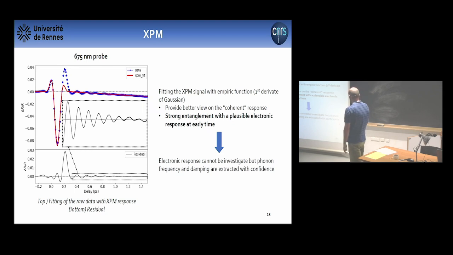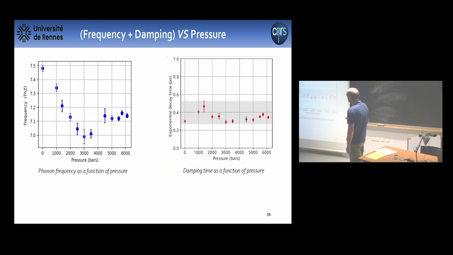So now the key drawing, let's say, or the key results. This is the evolution of the phonon frequency over pressure for our strained V2O3.